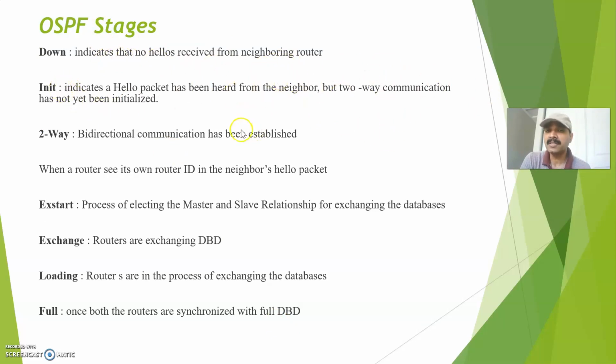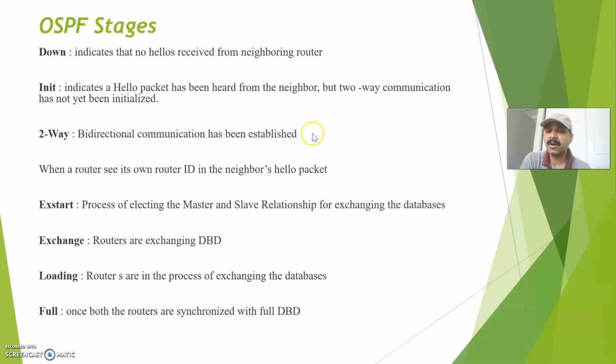So init is, let us say R1 is sending the hello packet to R2. R2 will add the R1 router ID to its neighbor list. So that is the init stage. When R2 has added R1 as a neighbor, it will send a reply back to R1. So that is the two-way stage.